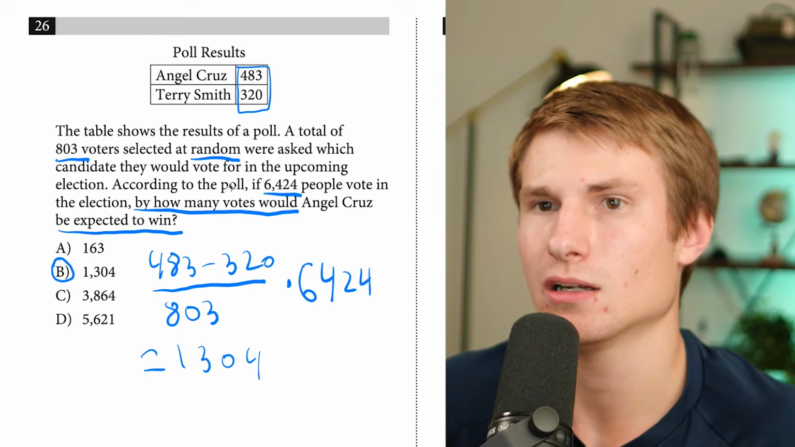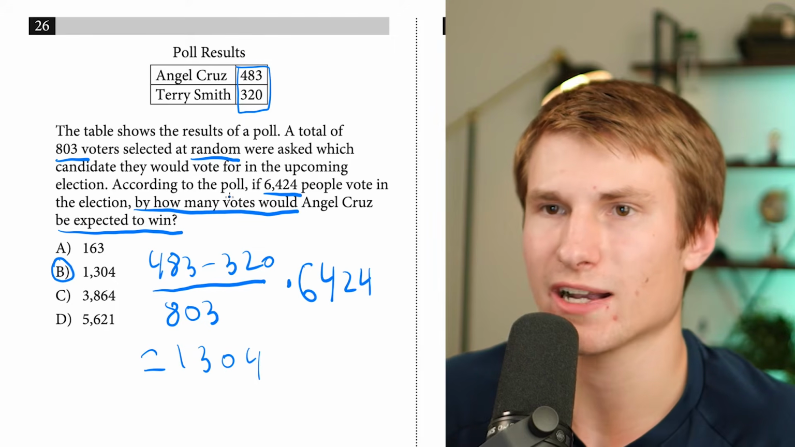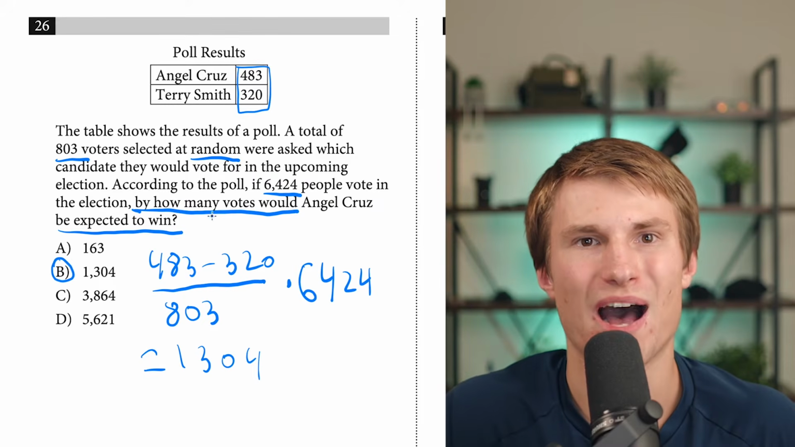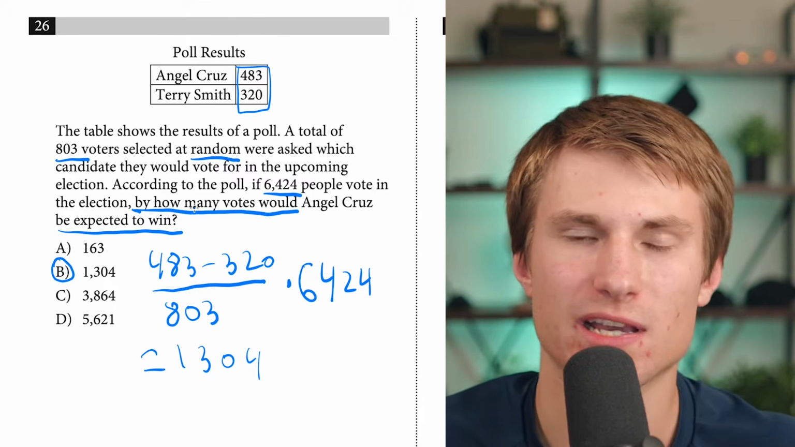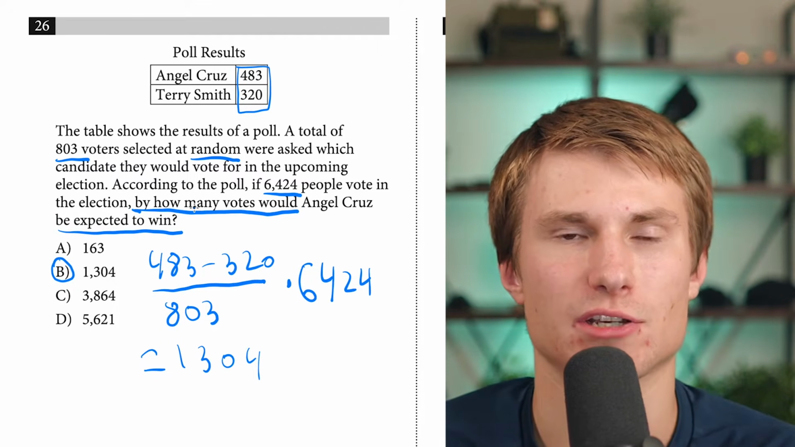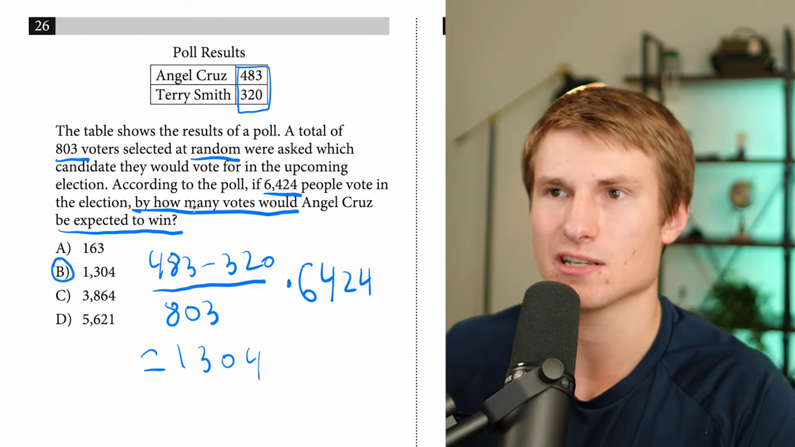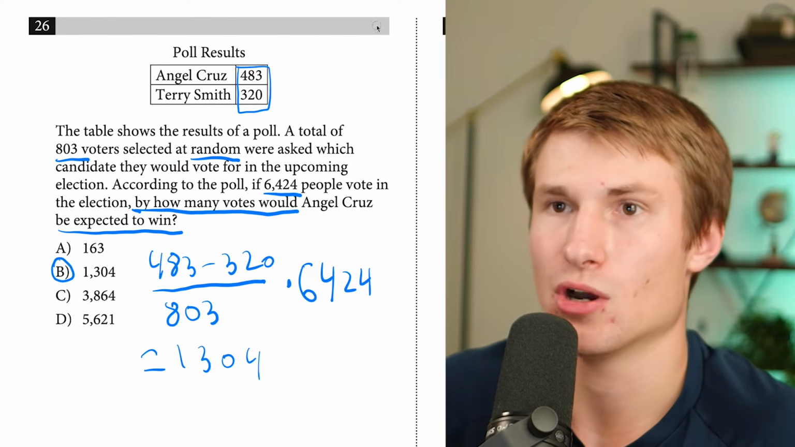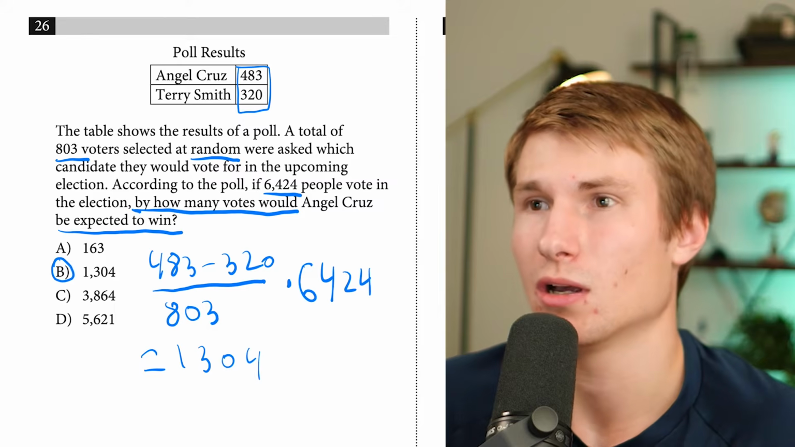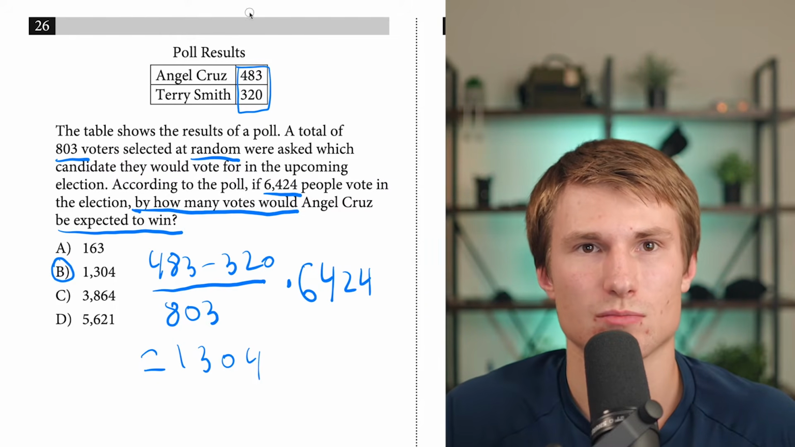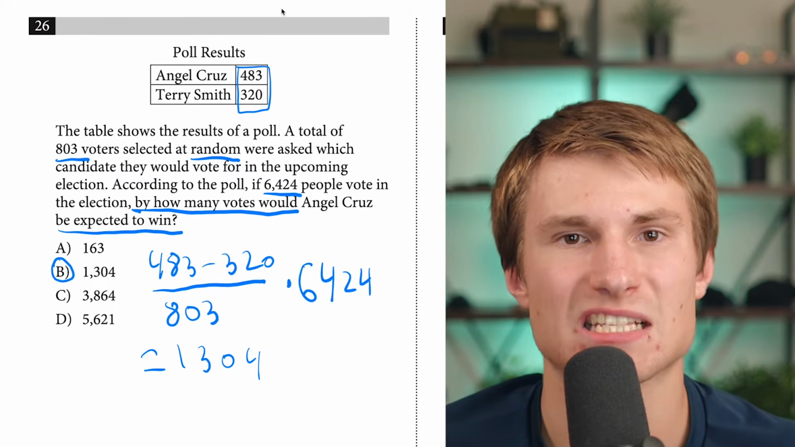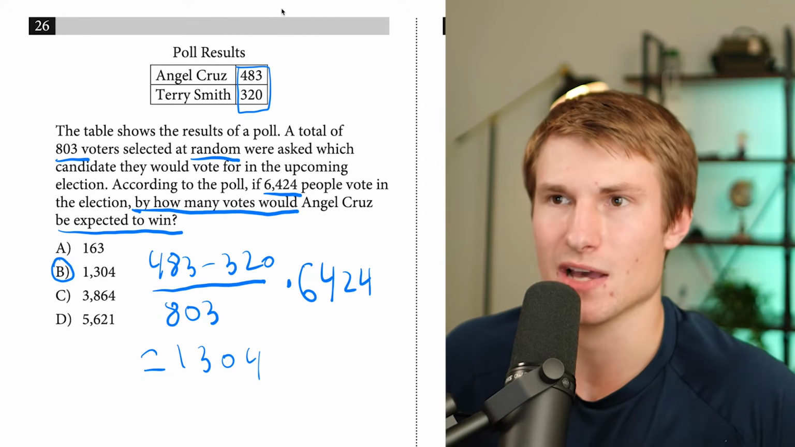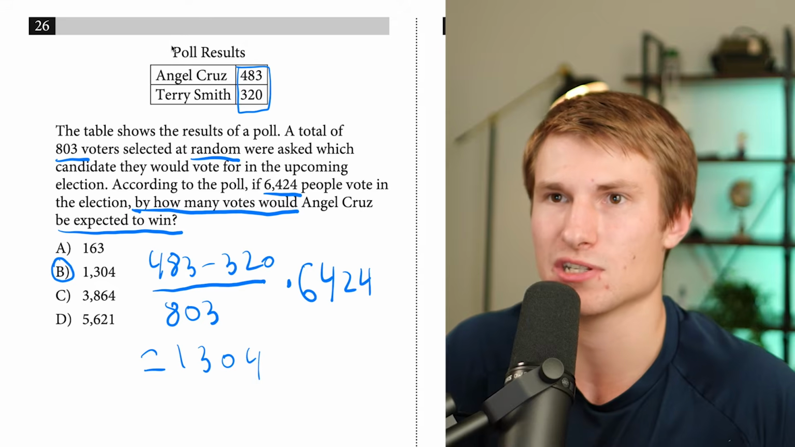The key thing here is to make sure you recognize that we need the difference. It's by how many votes would Angel Cruz be expected to win. One of the biggest tips I can give you for the SAT math section is to pay extremely close attention to what you're asked to answer with, because if you don't, you're going to miss a ton of points. It's really just a small thing to do, but it can make a massive difference in your score on the SAT math section. So always make sure you're paying close attention to what you're asked to answer with.